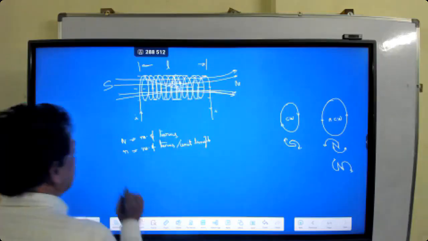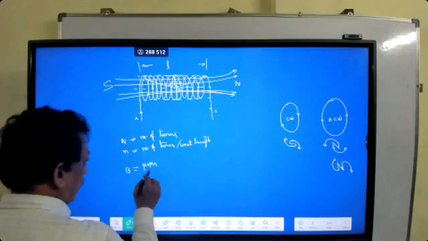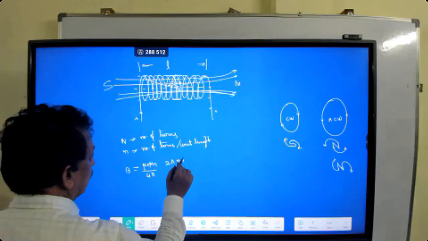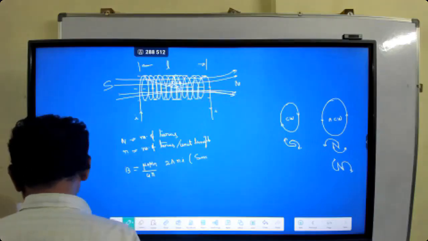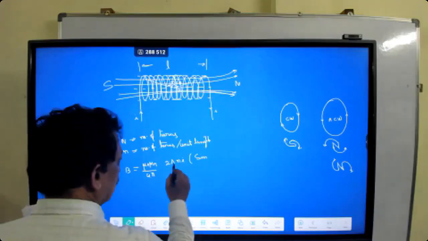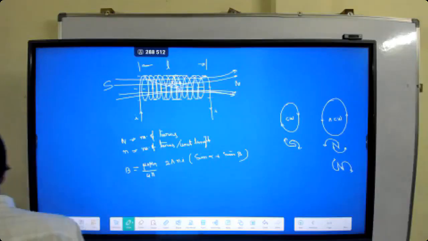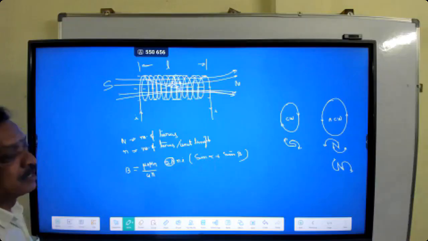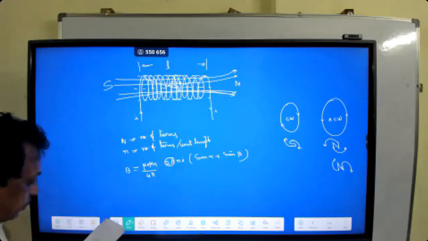You already know that formula. B is equal to mu naught mu r by 4 pi into 2 pi n I into sin alpha plus sin beta. Remove the 2 pi: B is equal to mu naught mu r by 4 pi into n I into sin alpha plus sin beta.